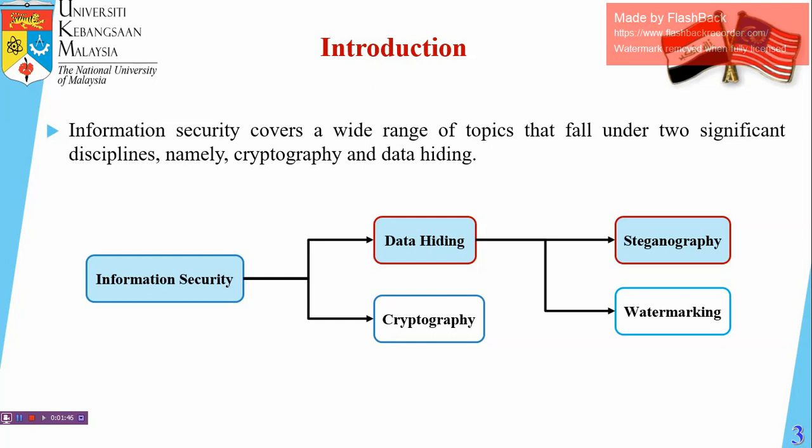Here, in the digital world, we can define information security as covering a wide range of topics that fall under two significant disciplines, namely cryptography and data hiding. And in this diagram, the data hiding also has two disciplines, which are steganography and watermarking.